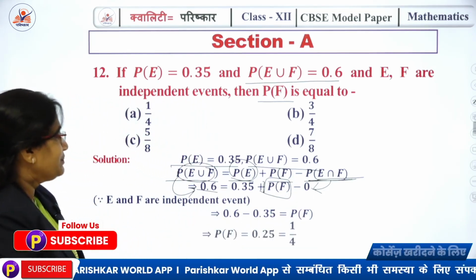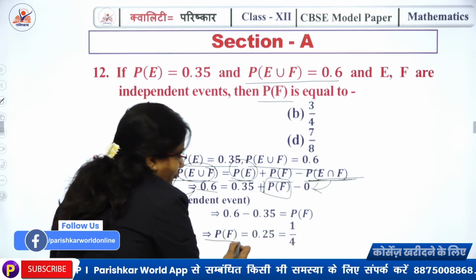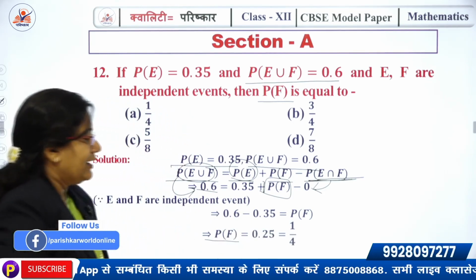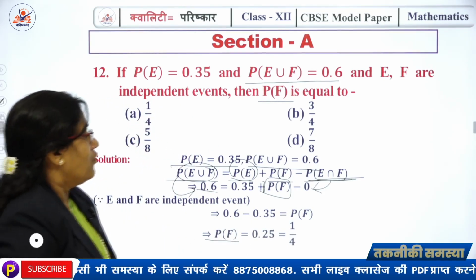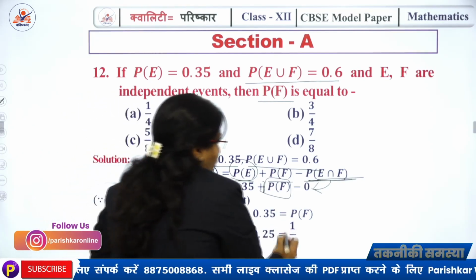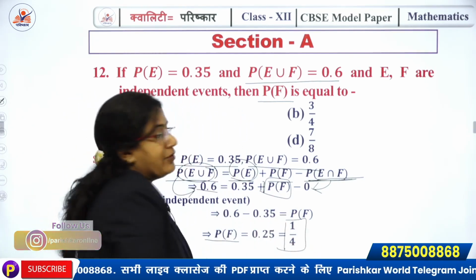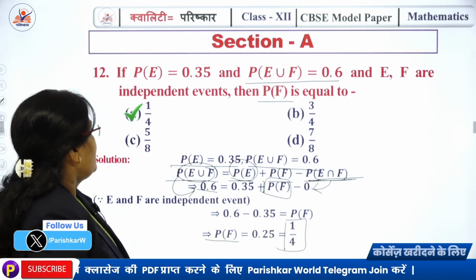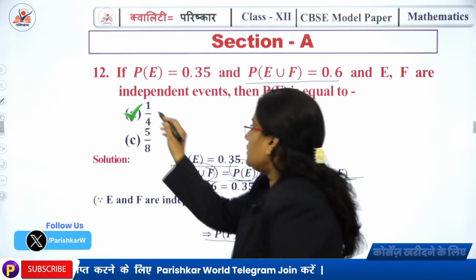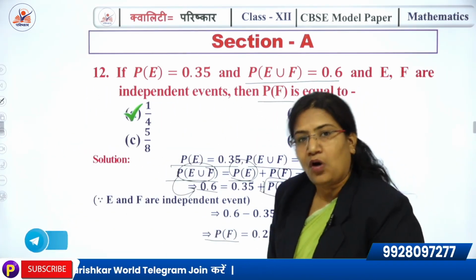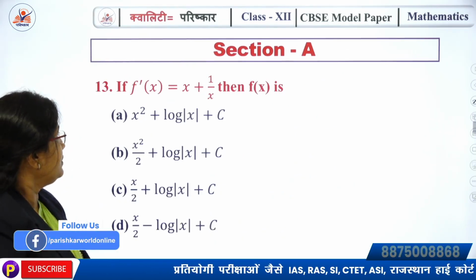After calculating, we will get probability of F is equal to 0.25, and 0.25 can be written as 1 upon 4. That means 1 upon 4 is the probability of event F. So option first, that is 1 upon 4, is the correct option. Come to the next question.